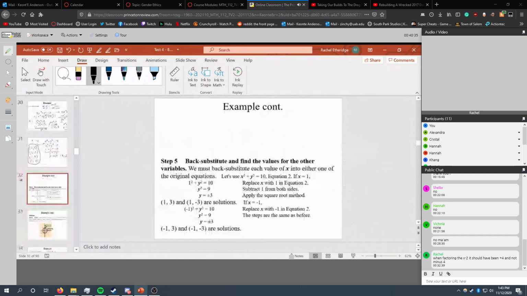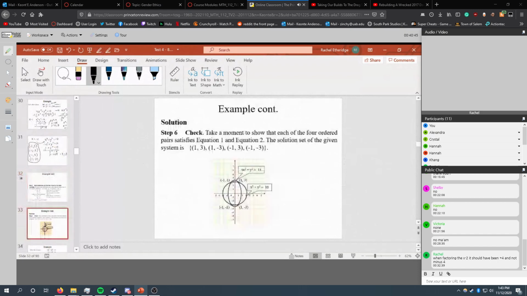Okay, so this is just where they did what I did, where they back substituted to get the x and y values. And then I want to show you what this picture looks like and why you have 4 intersection points. So you see the circle and then you see the ellipse, and they cross each other at those 4 points.